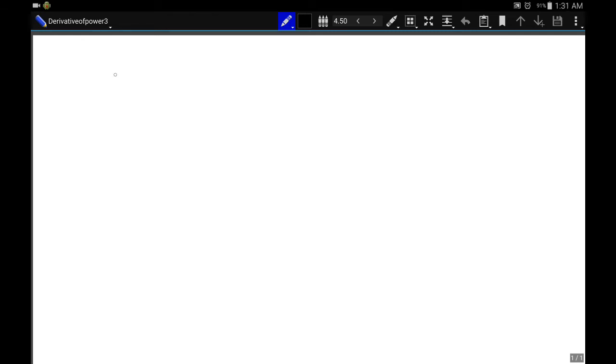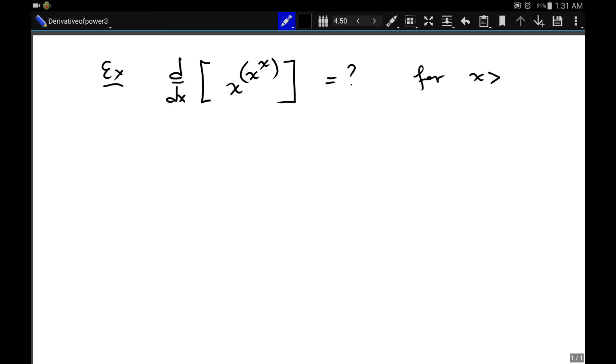Hi guys, today I'm going to discuss the derivative of power to power. So let's say x to the x. What's the derivative of this quantity x to the x? To do this, I will first compute the derivative of x to the x for, let's say, x positive.